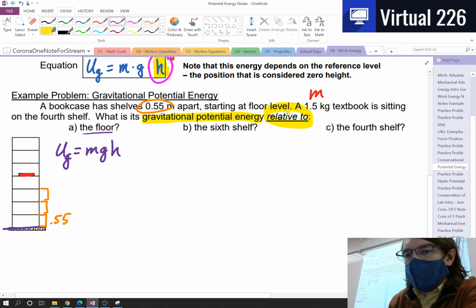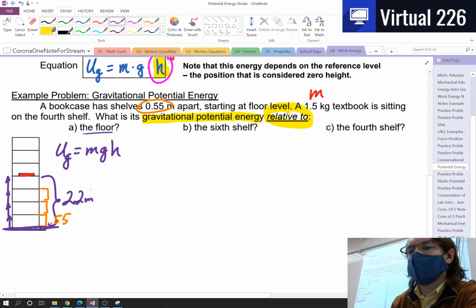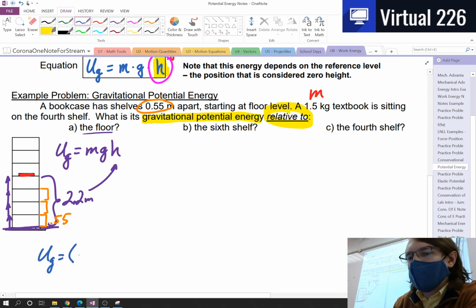Well, our floor is the reference position. So how high are we above the floor? Well, this is 0.55 plus 0.55, so that's 1.1. And then we go up another 0.55, 0.55, so that should be 2.2 for our total height. This entire distance should be 2.2 meters. So we can just say here that UG equals the mass, 1.5, times gravity, 9.8, multiplied by this height, 2.2.